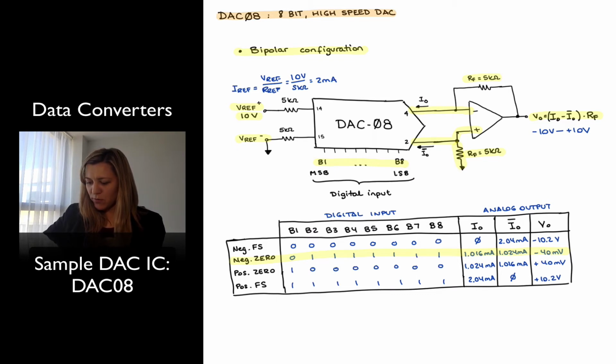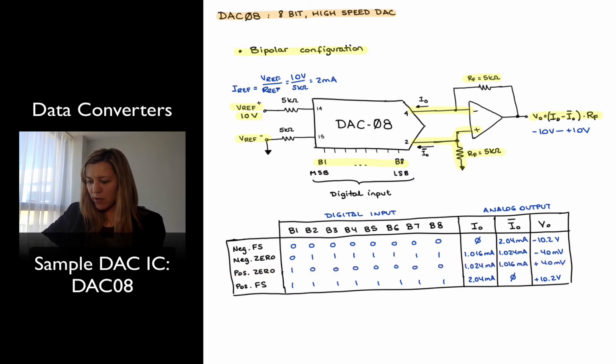For my positive 0, which is when my most significant bit is set to 1 and all the others are set to 0, the values for I out and I out bar are swapped now. I out has increased by 8 microamps. I out bar has decreased by 8 microamps. My output voltage is positive 40 millivolts. And again, notice that because I now have the effect of both output currents, the actual size for my voltage LSB is double what I had in the unipolar case.